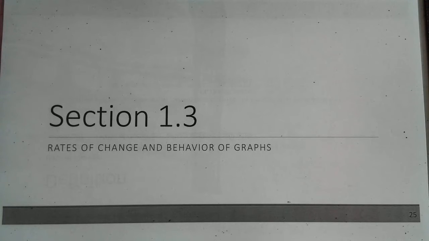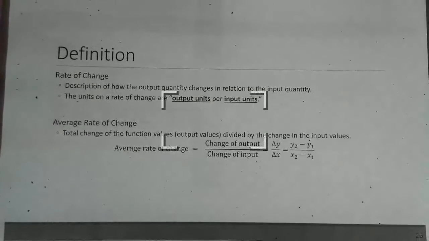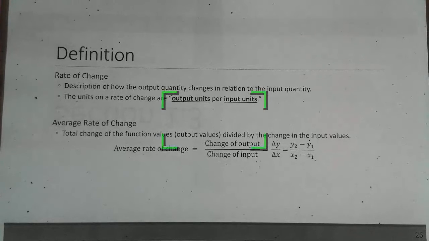In this video, we will be taking a look at section 1.3, which covers rates of change and behavior of graphs. So we're going to start by talking about the rate of change. And when I hear rate of change, I think of slope. So the rate of change is a description of how the output quantity changes in relation to the input quantity. The units on a rate of change are output quantities per input quantities, or input units, sorry.